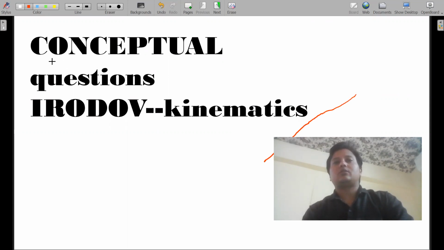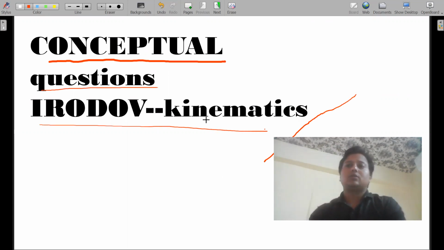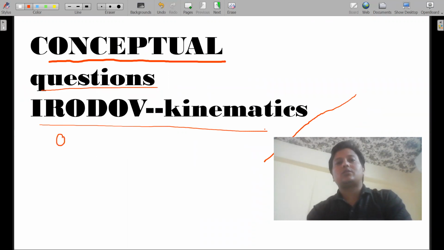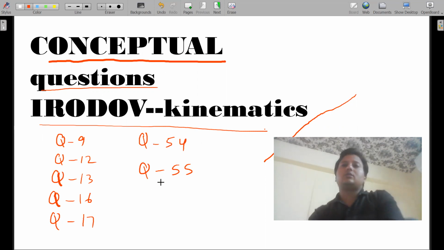Let's start conceptual questions on aerodynamics. There are some questions in aerodynamics that are very conceptual, and these are question number 9, 12, 13, 16, 17, 54, and 55. Highly conceptual questions, these are in the Irodov book. So let's start with the first, question number 9.